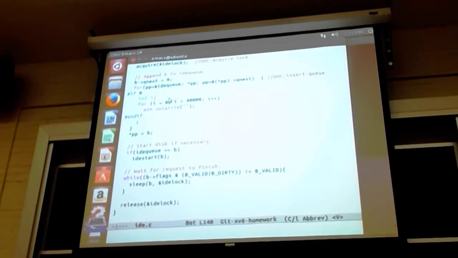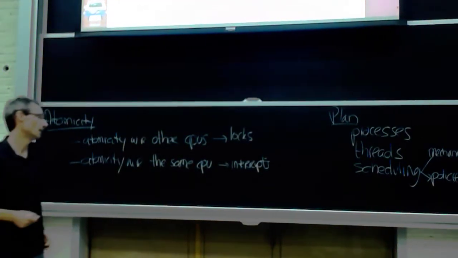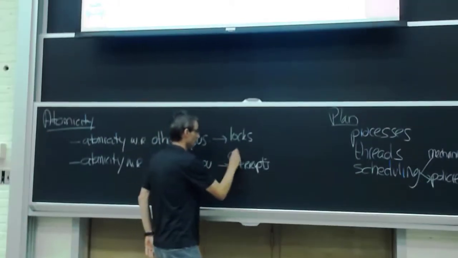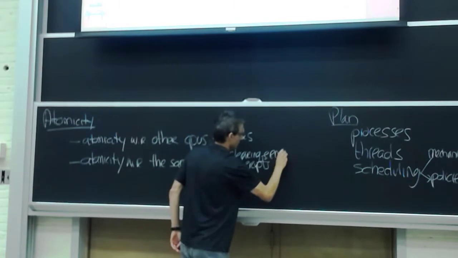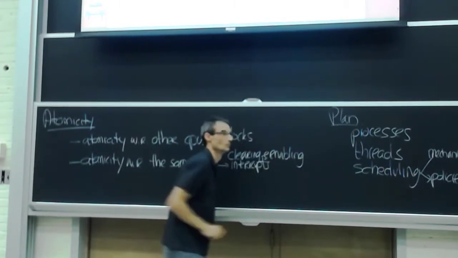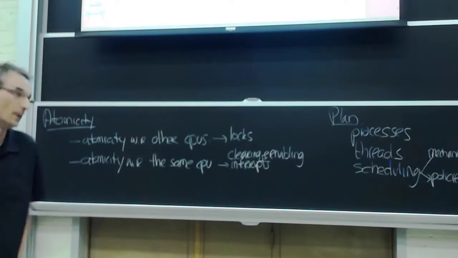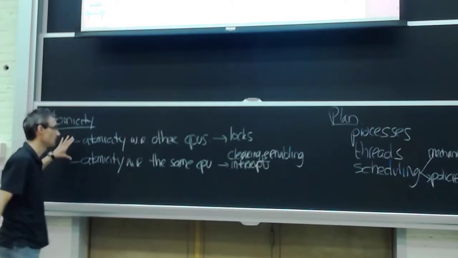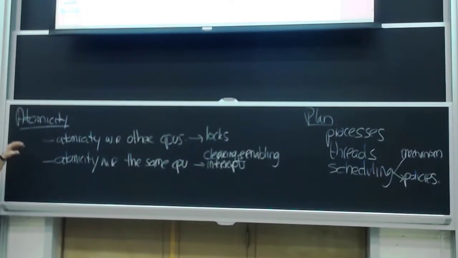And so basically what we're seeing is that there are two mechanisms to get atomicity. One is using locks, and basically using this atomic instruction to set the lock. And the other one is clearing and enabling interrupts. The x86 implementation of acquire and release does both. It guarantees atomicity with respect to other CPUs, but it also guarantees atomicity with any interrupt handler that might run on the same CPU. Make sense?